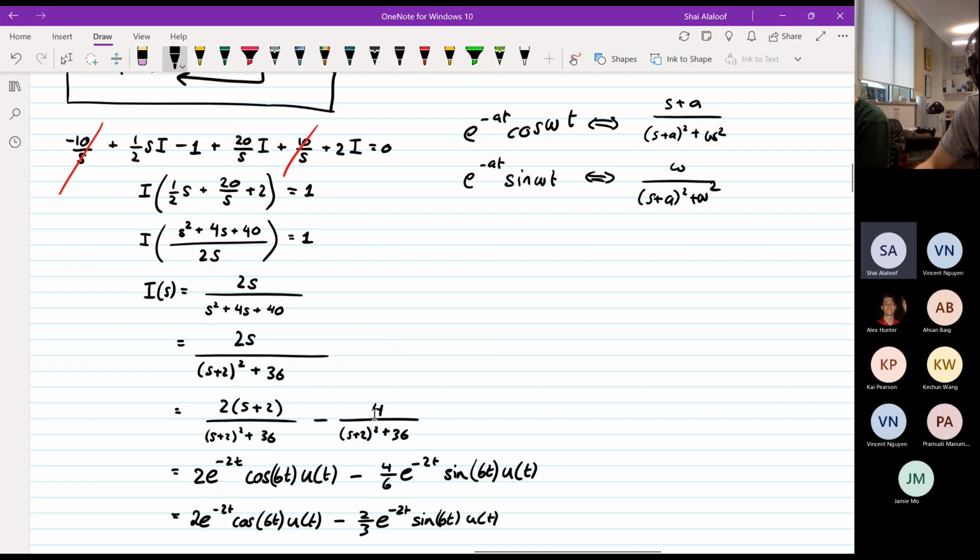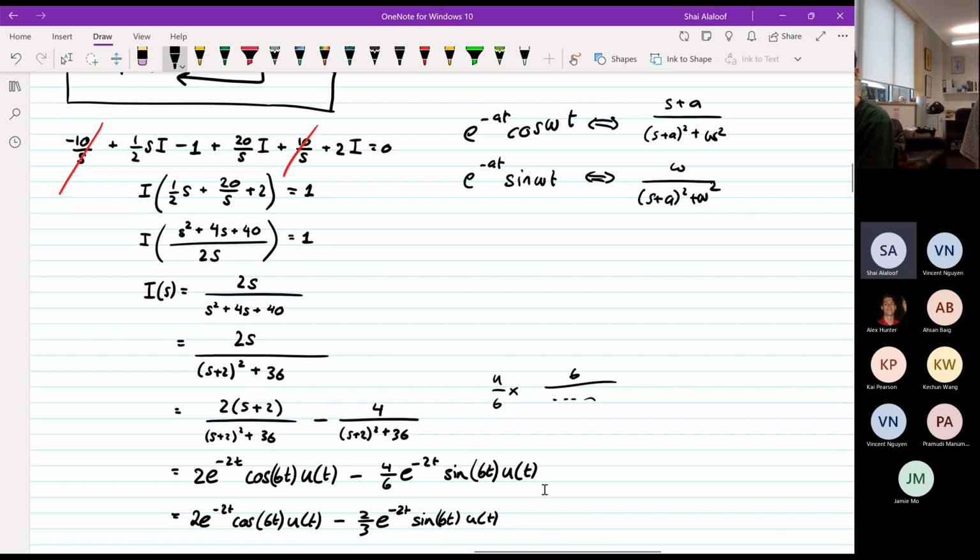Then I've got minus 4/6, because if we look at the sine equation, we have to have omega at the top, and omega is determined by the bottom, where we've got s plus 2 whole squared plus 36. So our omega is 6, and we need a 6 out the front. So if you factor out 4 and 6, it gives you 6 over whatever was on the bottom, s plus 2 whole squared plus 36. That's why I factored out 4 and 6 there. So again, I get e to the minus 2t sine of 6t.